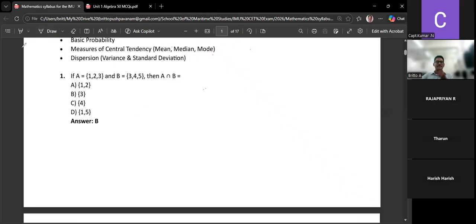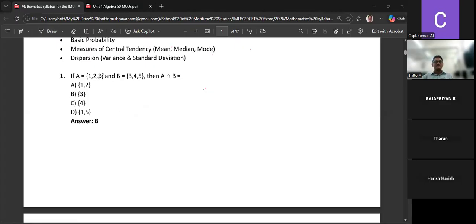Yes. Look at the first question. If the set A equals {1, 2, 3} and the set B equals {3, 4, 5}, then you are asked to find A intersection B. Simple question one. You know what A intersection B is? It is the elements which are common between A and B.